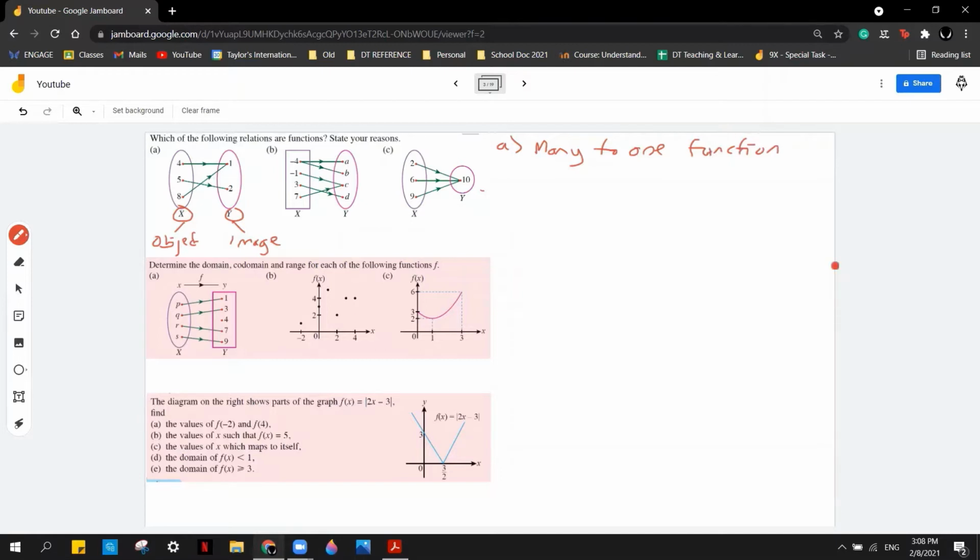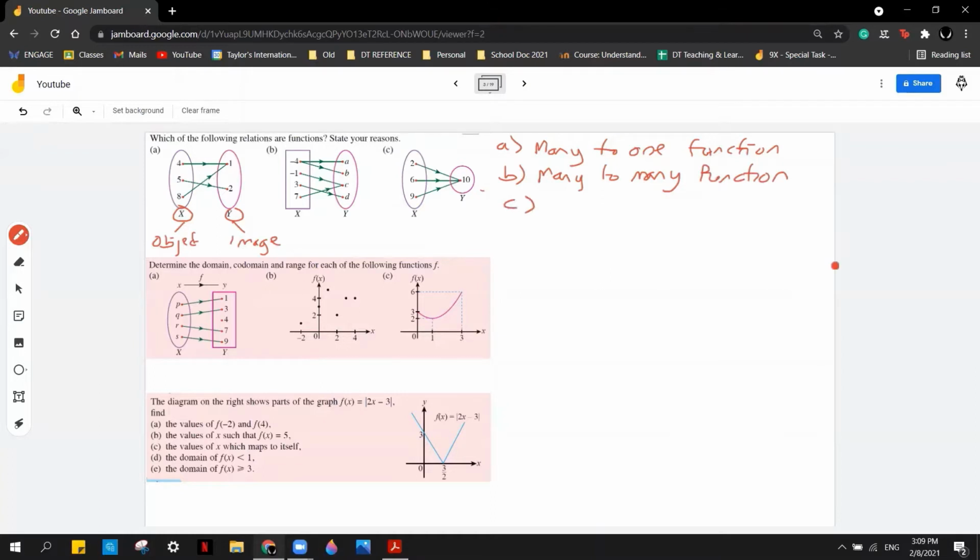Now for part B. If you notice here, -4 is pointing to A and B, -1 is pointing to C, 7 is pointing to C. Do you notice something special here? That is 1 to many and many to 1. And then 3 is pointing to D, which is 1 to 1. So how do we describe this function? Very simple. It's a many to many function. It's quite simple and quite direct.